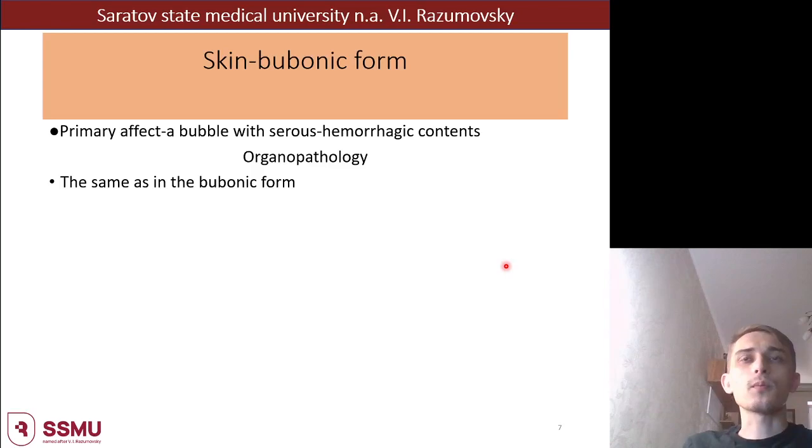In the skin bubonic form of plague, we can see the same anatomical manifestations as in the bubonic form, but we may also see a primary effect here. And the primary effect is a bubble with serous hemorrhagic content. The bubble is localized in the place of the flea bite. And it's the only difference between bubonic and skin bubonic form, but it's really important, because the most important difference between them is the formation of the primary effect with bubbles.